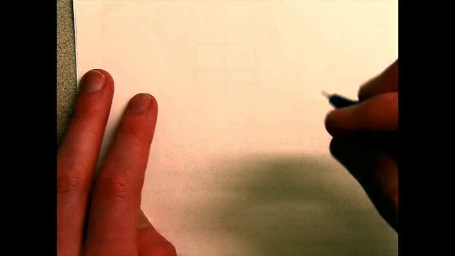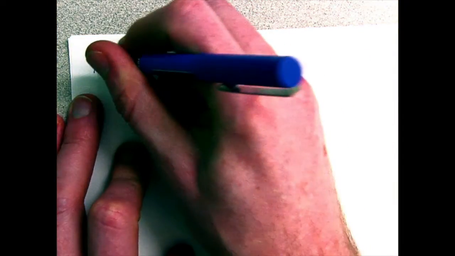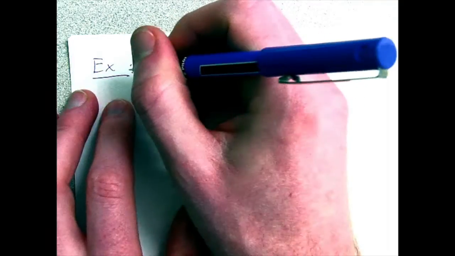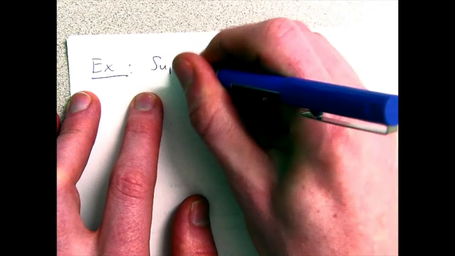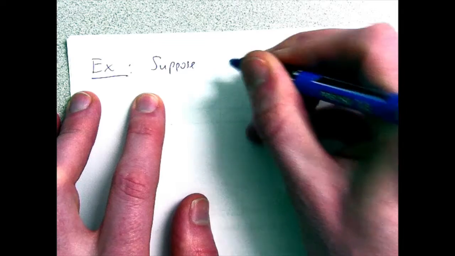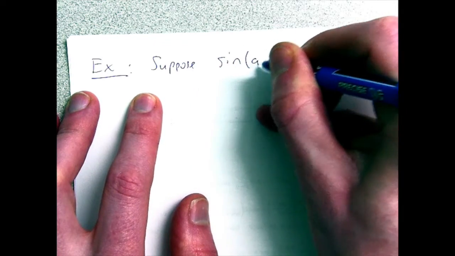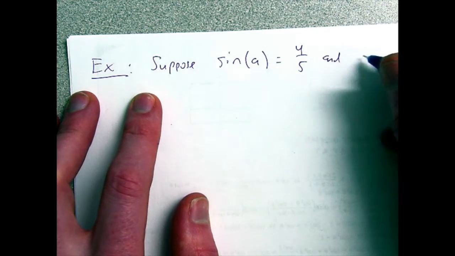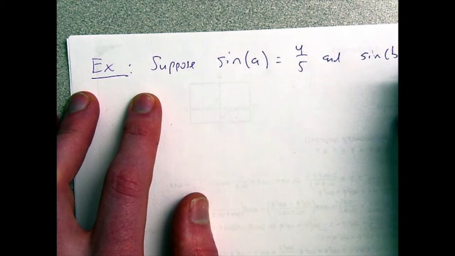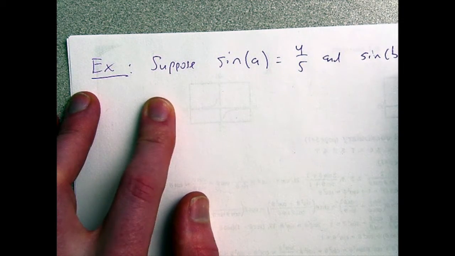All right, so let's consider one more example, and then we'll be done. So let's suppose the following. Suppose that sine of A is 4/5, and sine of B is 1/2.